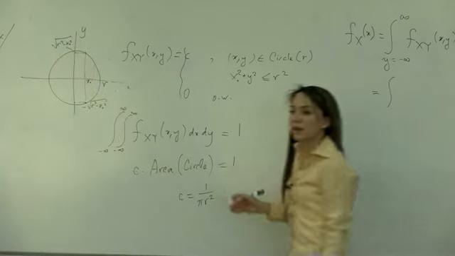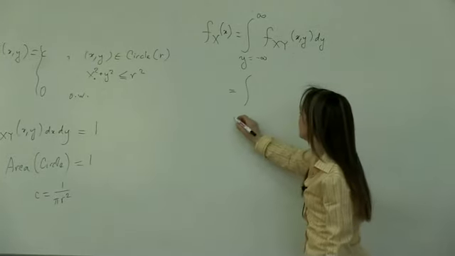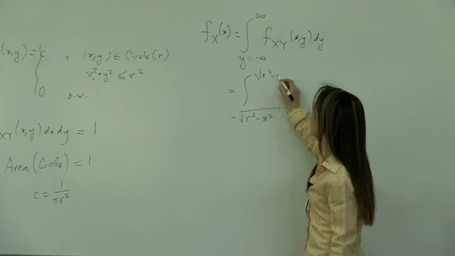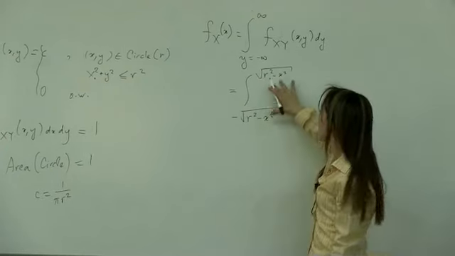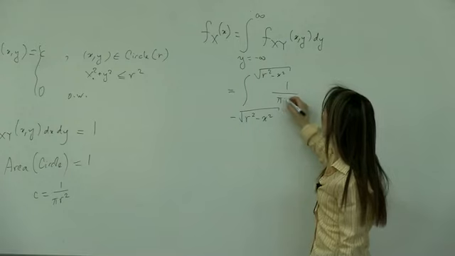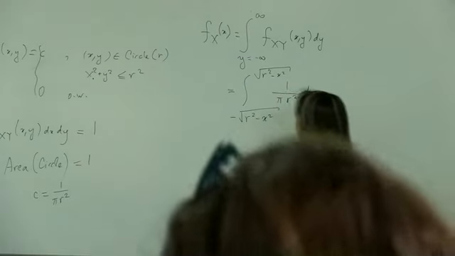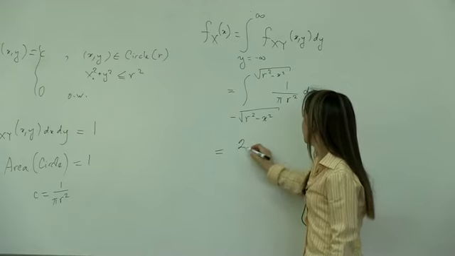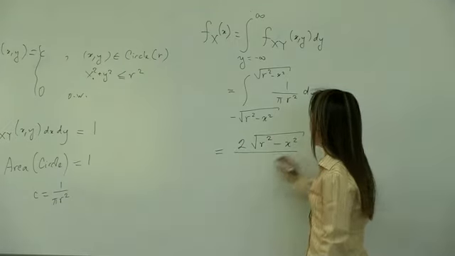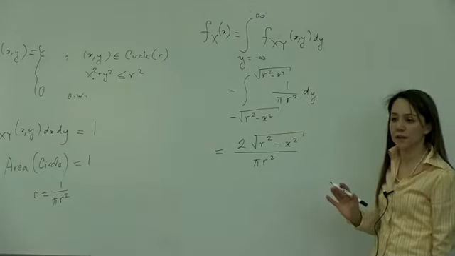Okay? Now, fxy is non-zero only in the interval from negative square root of r squared minus x squared to positive square root of r squared minus x squared. And inside that interval, the value of the PDF is fixed at 1 over pi r squared. This integral is extremely simple and evaluates to 2 times the square root of r squared minus x squared divided by pi r squared. As expected, this is only a function of x.